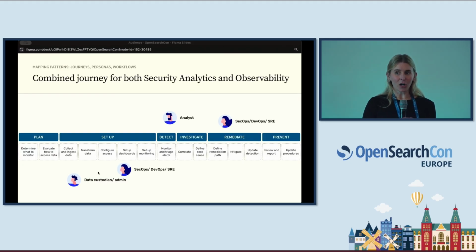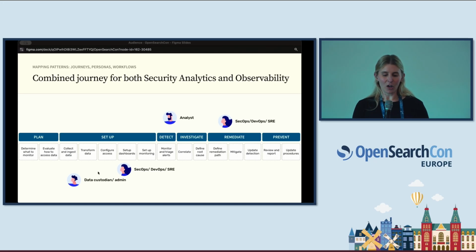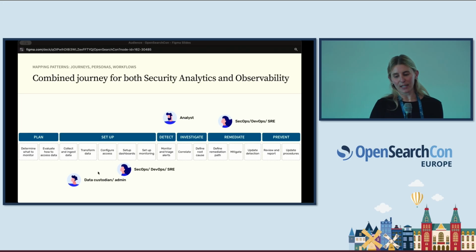Despite all these differences, there are a lot of similarities. We took a close look at the journeys, personas, and workflows of both security analytics and observability and saw a lot of overlap. We arrived at a solution creation journey that applies to both. In the initial planning phase, an architect will figure out what to monitor and how to access relevant data. Then during setup, a data custodian or an admin focuses on collecting, ingesting, and transforming data. They also implement and maintain security and access controls to the data. A SecOps, DevOps, or site reliability engineer will then set up the analytics tooling, like the dashboarding, along with monitoring.